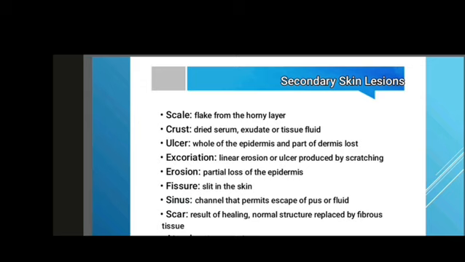Scar is another important secondary type of skin lesion. A scar is formed from another type of primary skin lesion. When the primary skin lesion is healed, there is formation of a scar. So a scar is a result of healing, where normal structure is replaced by fibrous tissue.